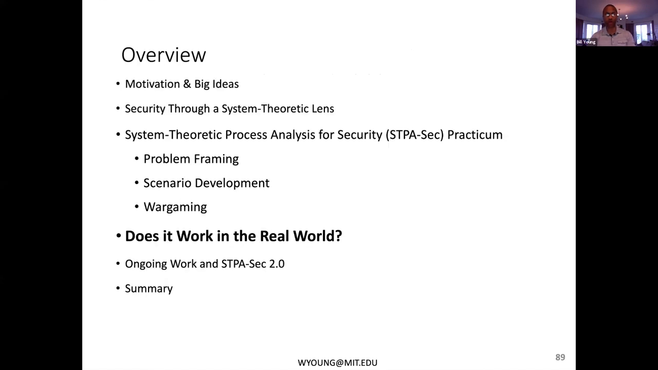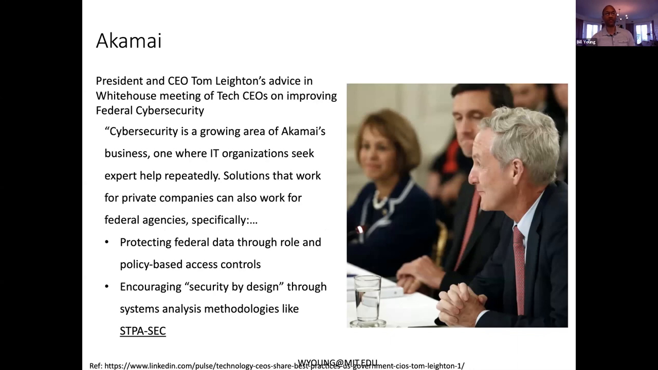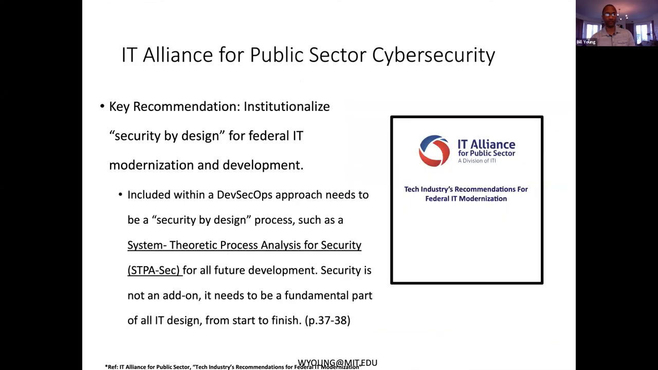So does it work in the real world? We'll close out. This is from Akamai. Andy Ellis is their chief information security officer, a phenomenal American, and he is one of the really early adopters of this and has been pushing it within Akamai for years. IT Alliance for Public Sector Cybersecurity. Someone I think asked yesterday in the chat window about applicability to IT.